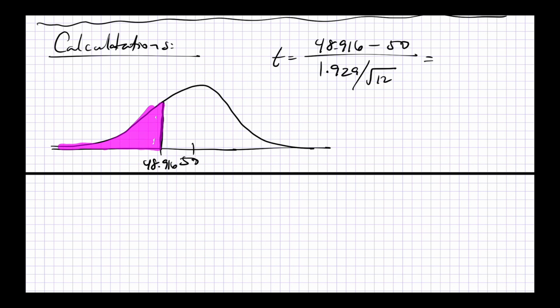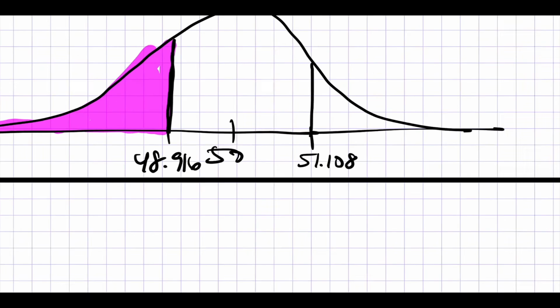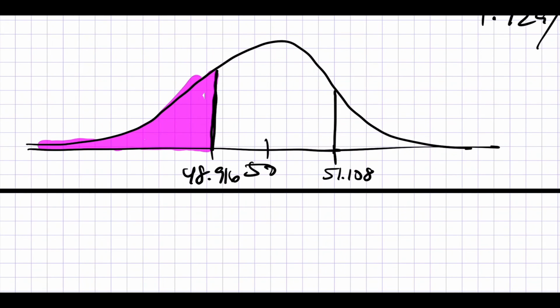And then what else do I have to do after I shade this? It's a two-tailed test, right? So I have to find the distance. The distance here is very small, like 1.1 something. So go in the other direction, add that to 50, and you get 51.108. Shade in the other direction as well, towards the extremes.